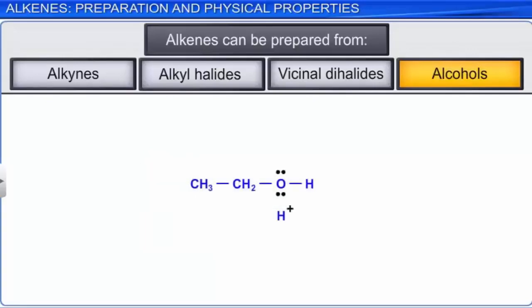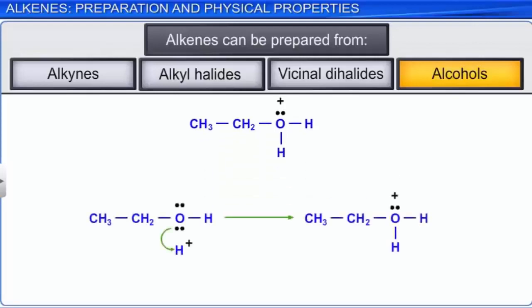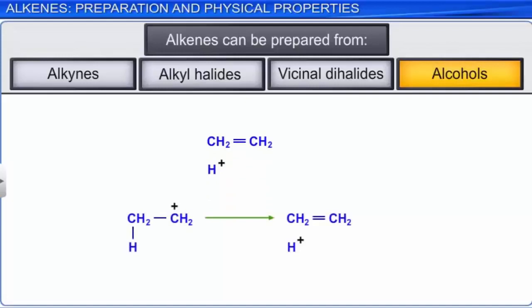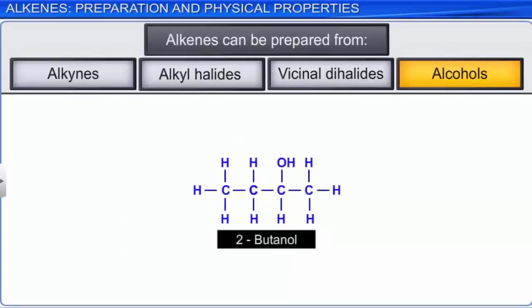First, the alcohol is protonated by the acid catalyst to form a protonated alcohol. Secondly, the protonated alcohol loses a water molecule to give a carbocation. Finally, the carbocation formed loses a hydrogen ion and forms a double bond. Saytzeff's rule also governs the dehydration of alcohols.